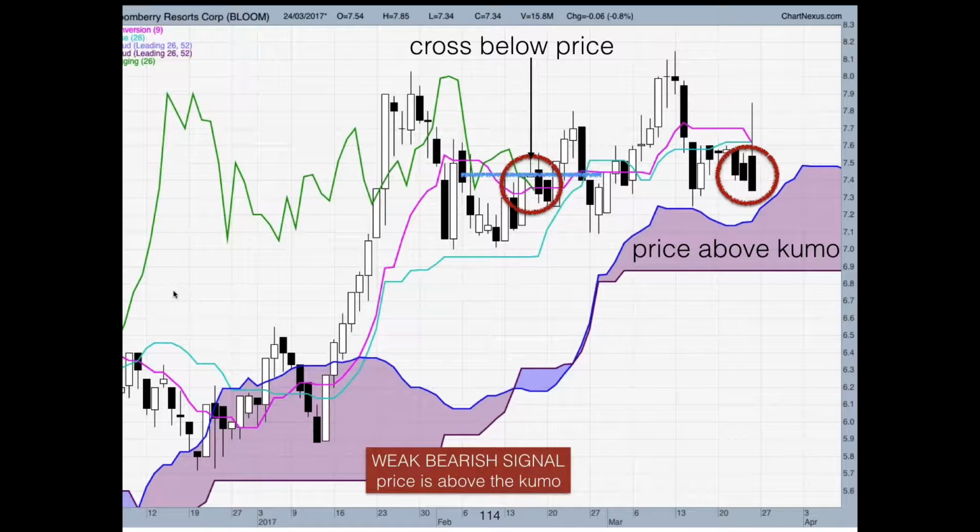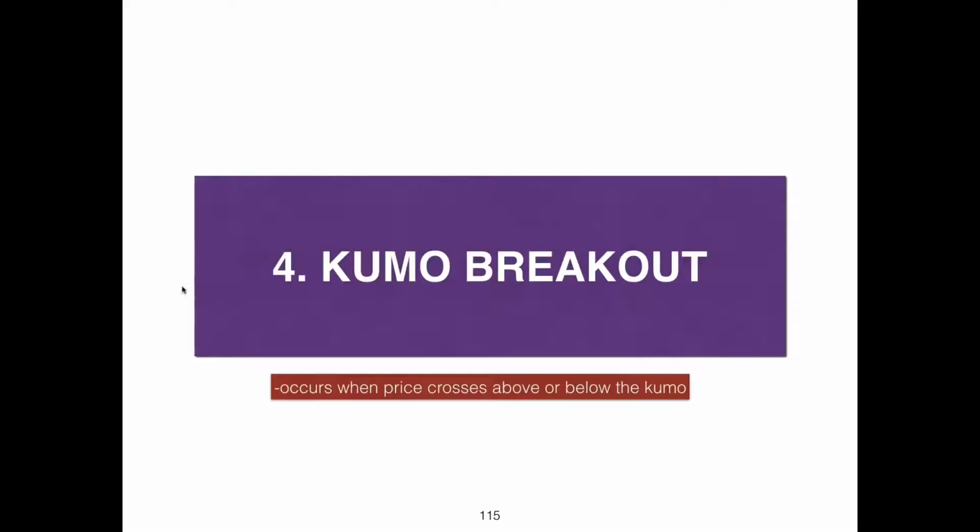A weak bearish signal happens if the price is above the Kumo. Here, the Chikou span went below the price. However, the current price was still above the Kumo. So that bearish crossover was invalidated and price made new highs. It's currently at the 9 peso level. And this bearish signal was invalidated because there's a strong Kumo to support the price.